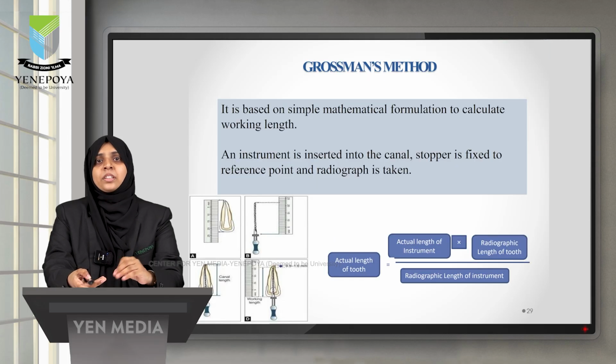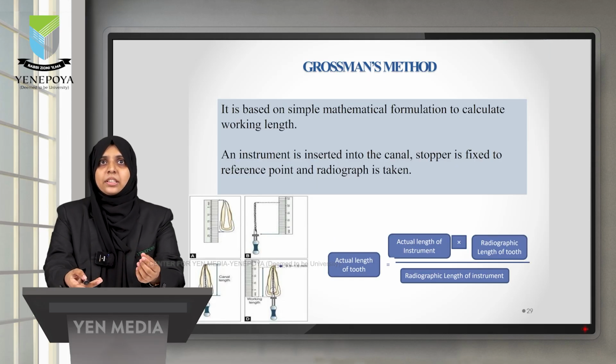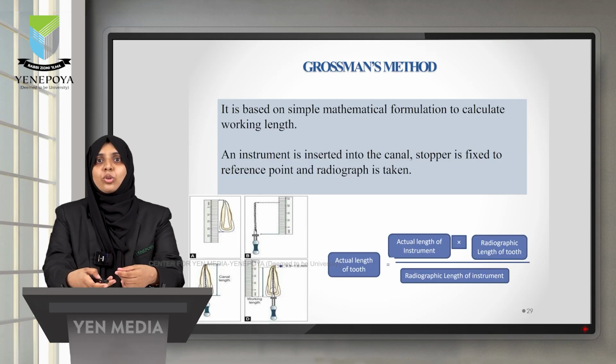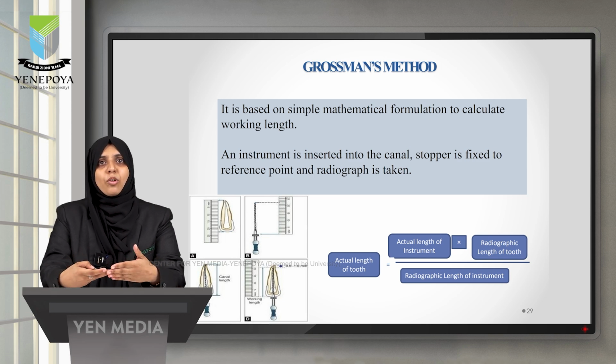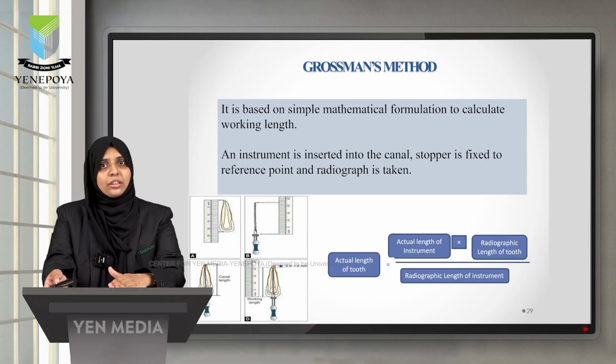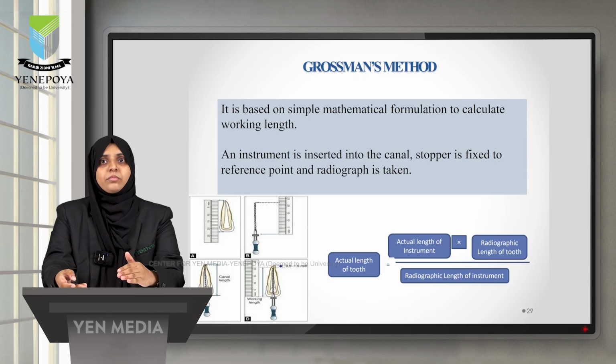So coming to Grossman's method, it is also known as the mathematical method of working length determination. It's a very simple method. In this method, you place the instrument into the canal with the help of a stopper which is fixed at a reference point, and you take a radiograph, after which you measure the working length with the help of the formula, that is actual length of the instrument into the radiographic length of the tooth by radiographic length of the instrument.